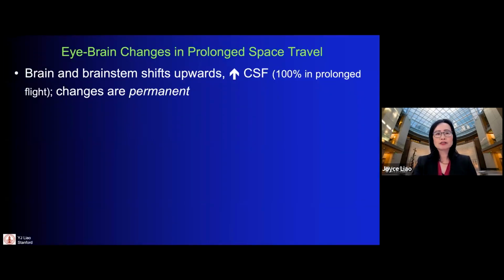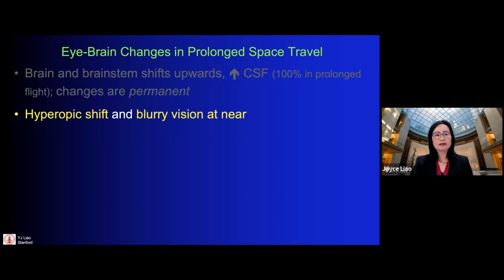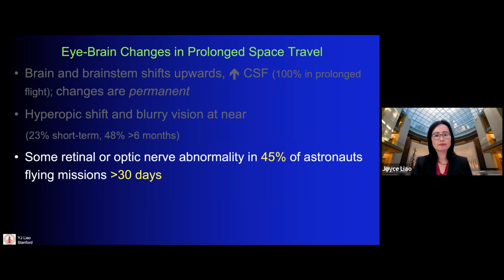There are also changes in the brain as a result of prolonged space travel. The brain and the brainstem lift upwards. There's an increase in the cerebrospinal fluid compartment in the brain. And again, some of these changes are persistent and synergistic with the vision changes in the eye itself. They're overall more common in longer duration deployments, almost 50% in those who were deployed for longer than 6 months to the International Space Station.